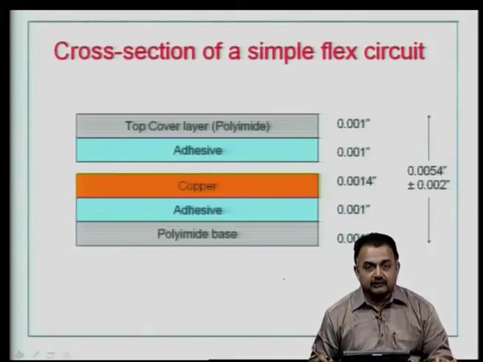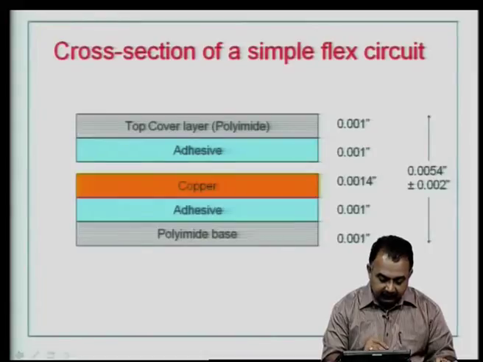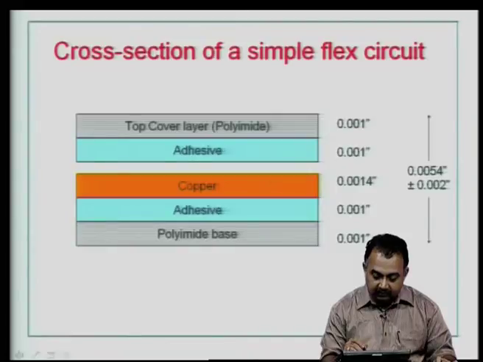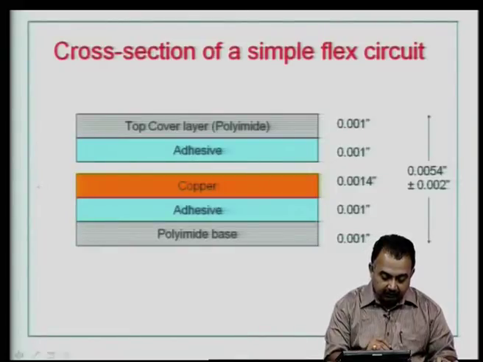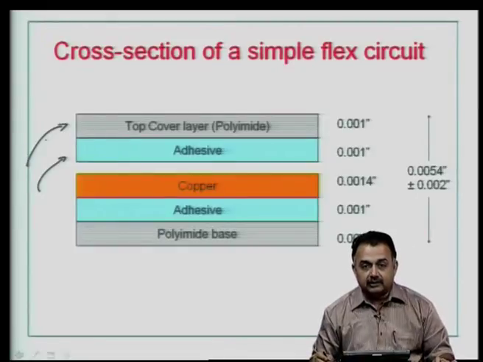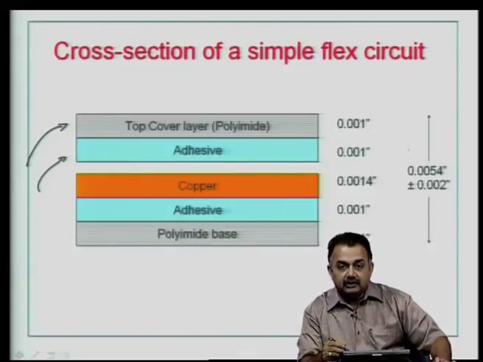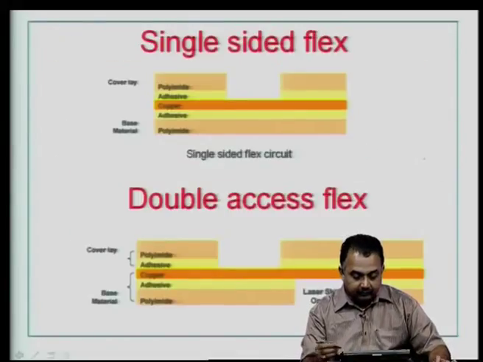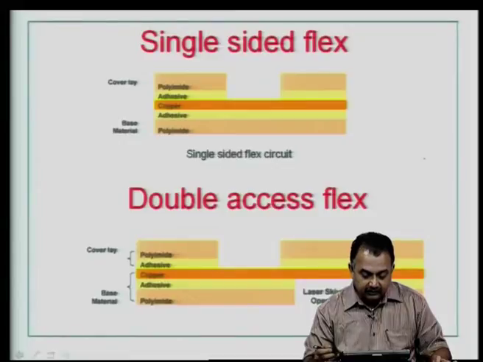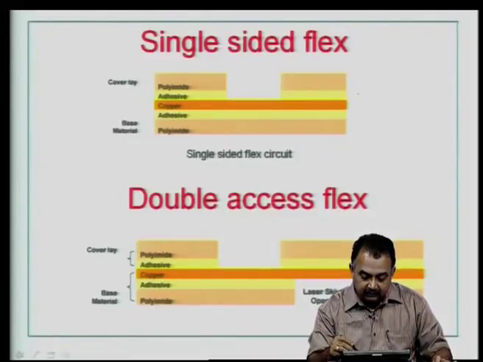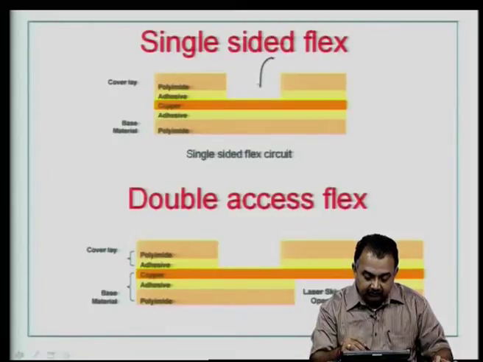This is the cross section of a simple flex circuit. So, obviously you have the copper and the adhesive polyimide base. Once the construction is over and the circuitry is realized, you apply the top adhesive and the top polyimide cover layer to protect the circuitry. The typical dimensions in inches are given here. The cross section of a single sided flex will be as shown here. We have discussed this before. You can access it from here.